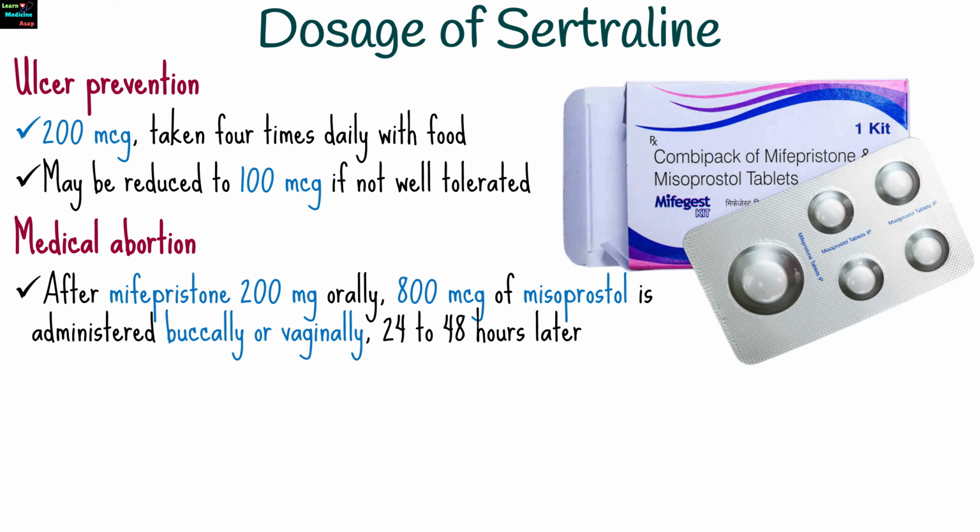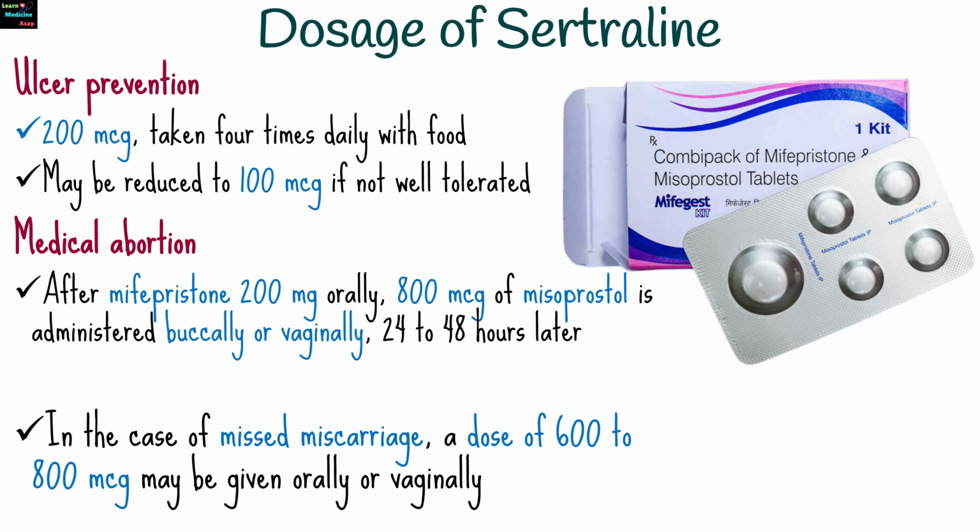For medical abortion, after taking mifepristone 200 milligrams orally, 800 micrograms of misoprostol is administered buccally or vaginally, 24 to 48 hours later. In the case of missed miscarriage, a dose of 600 to 800 micrograms may be given orally or vaginally and repeated as needed.